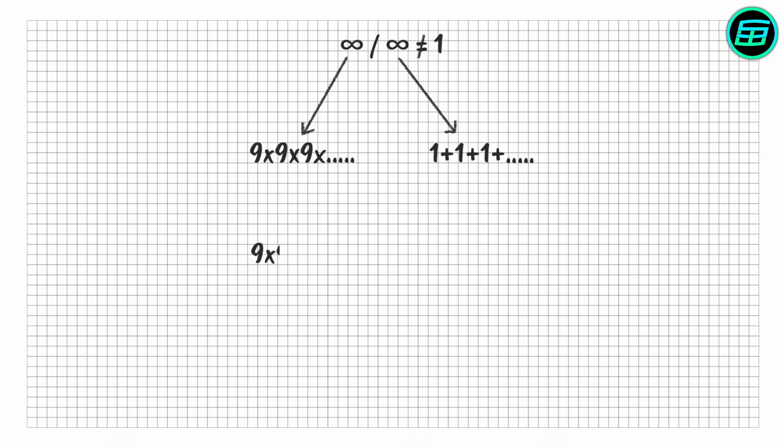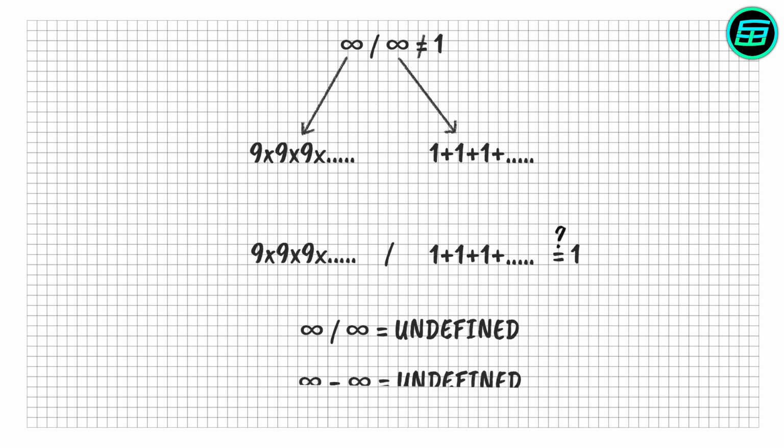So is 9 times 9 times 9, etc., over 1 plus 1 plus 1, etc., equal to 1? We don't know, because neither operation has an end. Therefore, infinity over infinity is undefined. Similarly, infinity minus infinity is also undefined because we don't know if these infinities are equal.